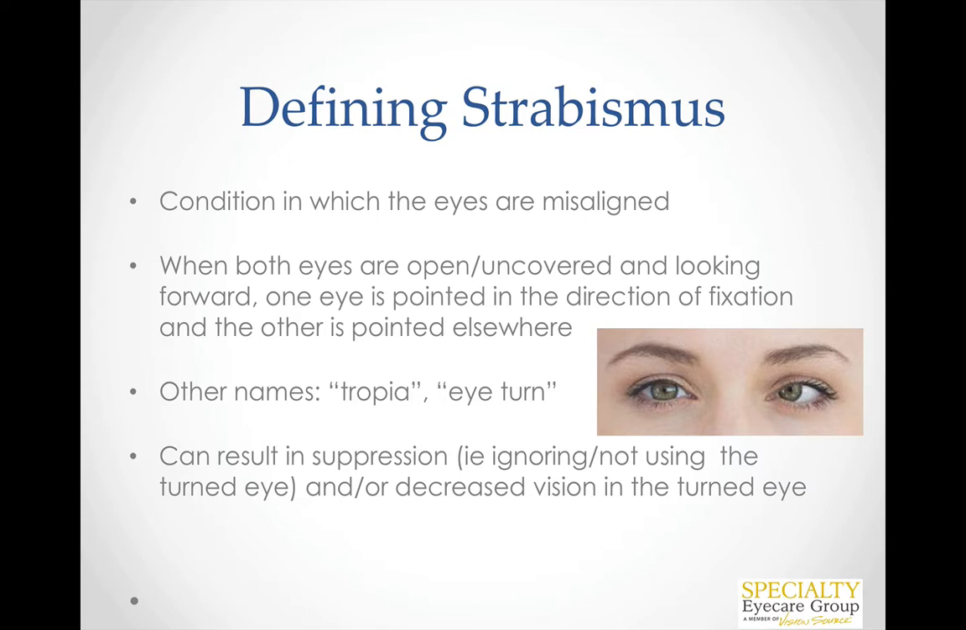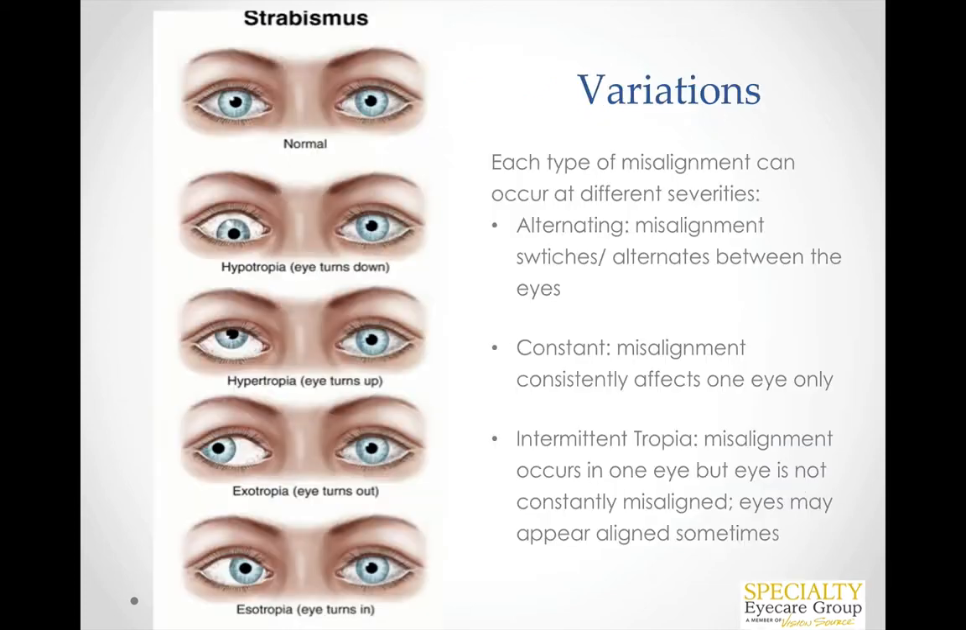What it can result in, if an eye is crossing for very long, is that the brain starts ignoring that eye, which we call suppression, and it's not being used. It actually doesn't have as many brain pathways to that eye. It results in blurry vision in that eye and really a developmental delay of how that eye needs to see, focus, and work with the other eye.